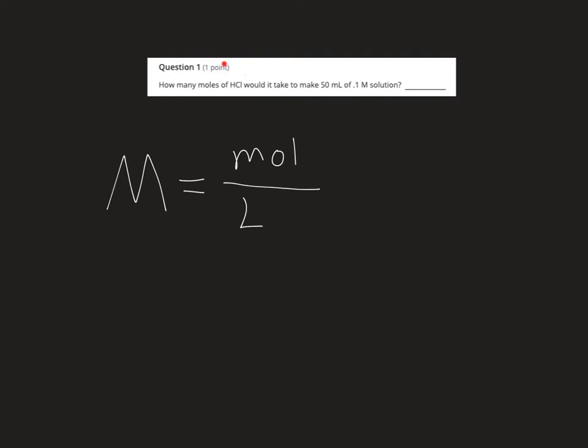So if I look at my problem, it says that I have 50 milliliters and the molarity is 0.1 molar. And they're asking us for moles. So we want to solve for moles. We want to get that all by itself on one side of the equation. So in order to remove the liters from the bottom, we would need to multiply by liters on both sides of this equation. So then my liters cancel out over here, and I'm left with liters times molarity equals moles.